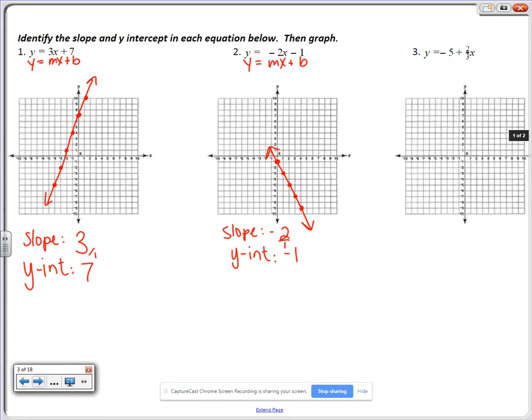Do you guys see how this line goes down? That's because the slope's negative, right? You see how this line goes up? It's because the slope's positive, right? All right, let's do one more.